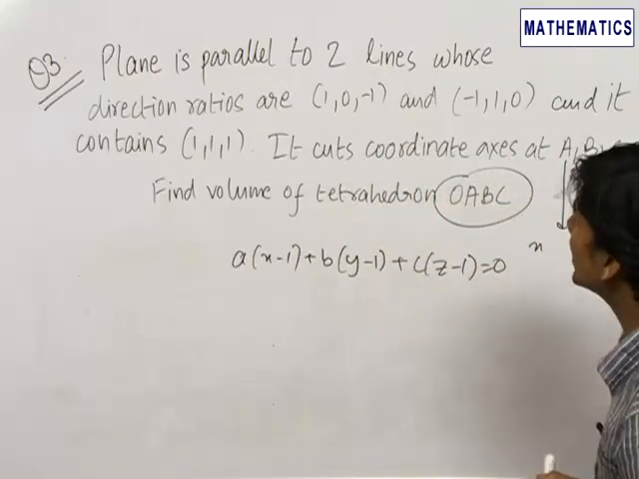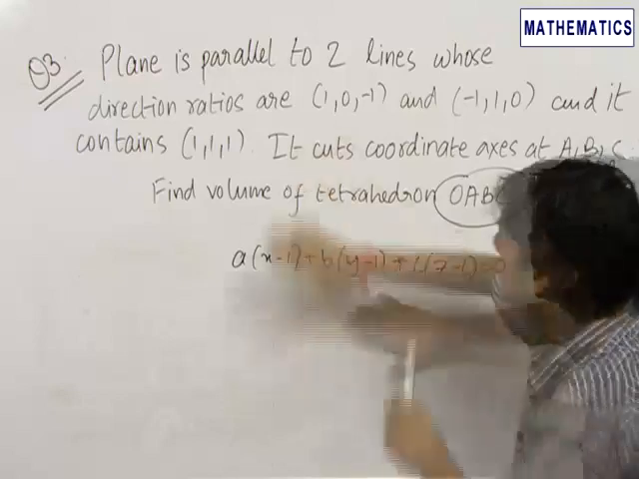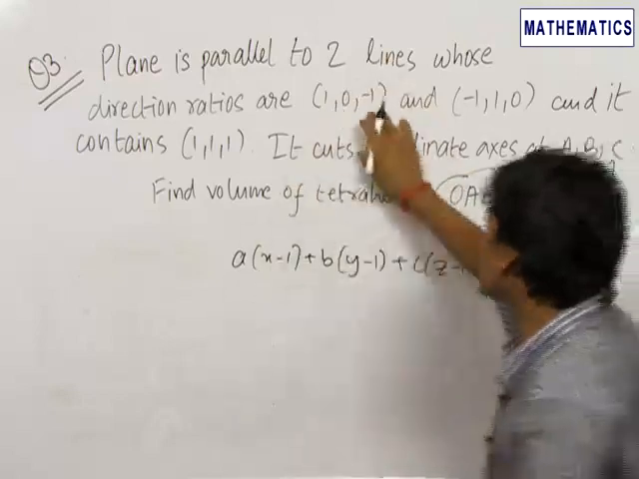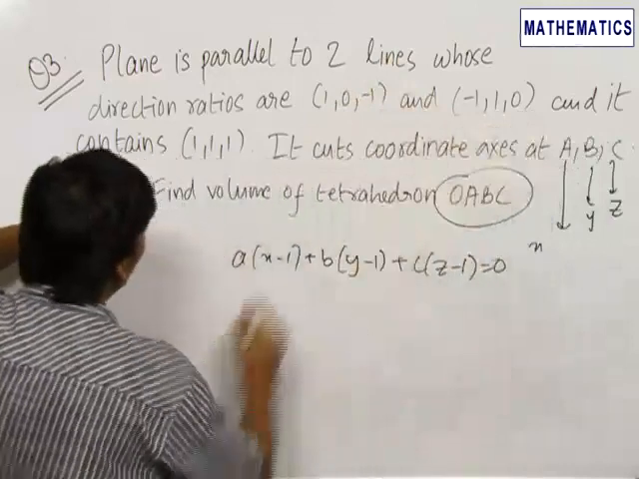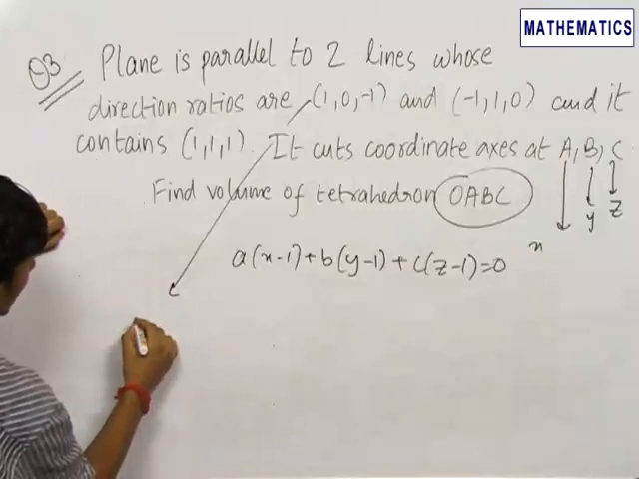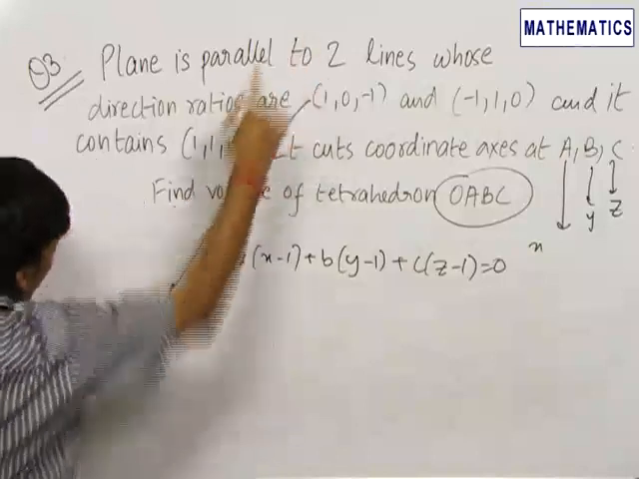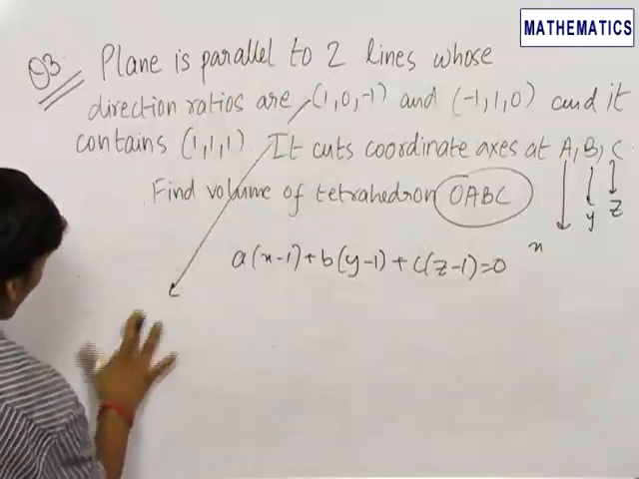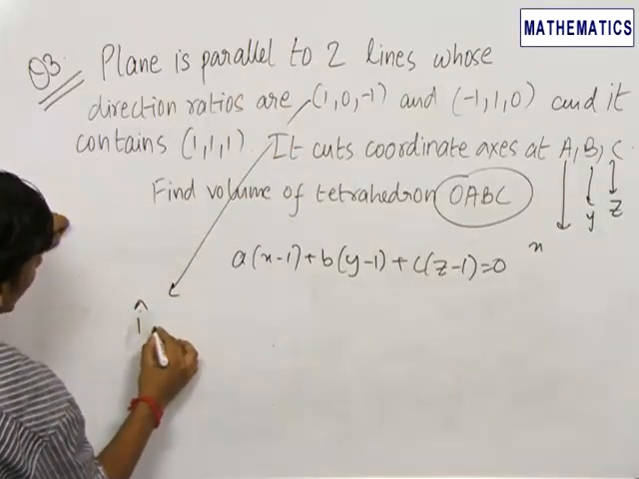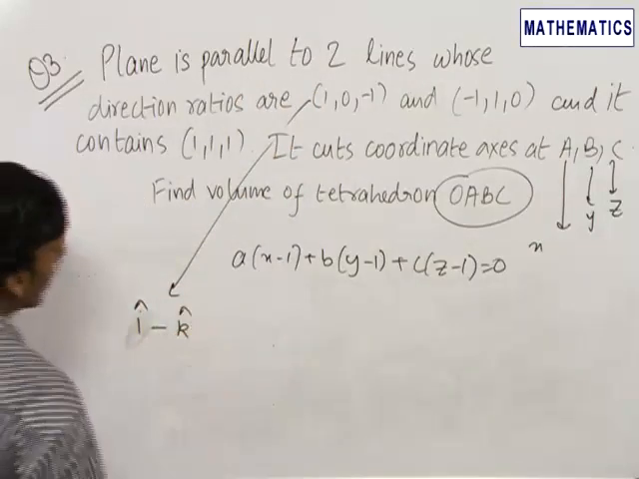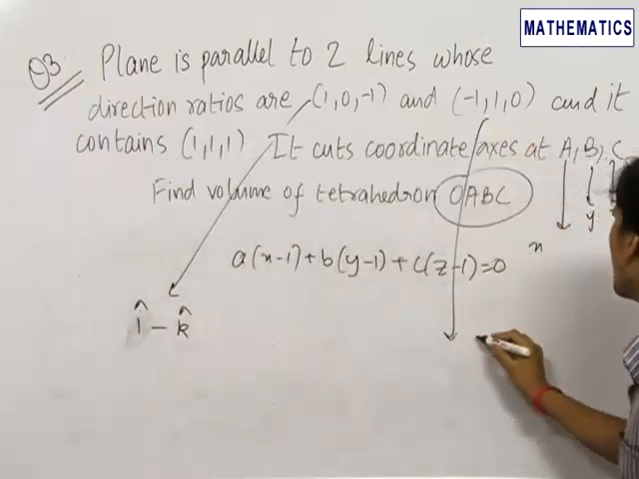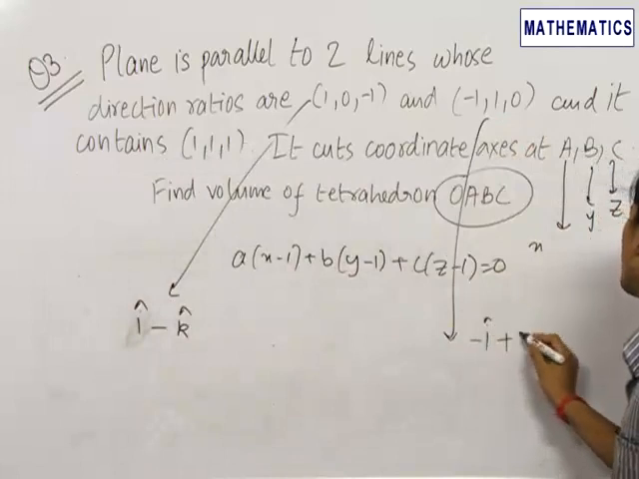Now it is given that this plane is parallel to the two lines whose direction ratios are 1, 0, -1 and -1, 1, 0. So let us consider the first line. The direction ratios of the line are 1, 0, -1. Therefore the direction of the line is 1 into i cap plus 0 into j cap minus k cap. Similarly, the direction of the other line is minus i cap plus j cap.